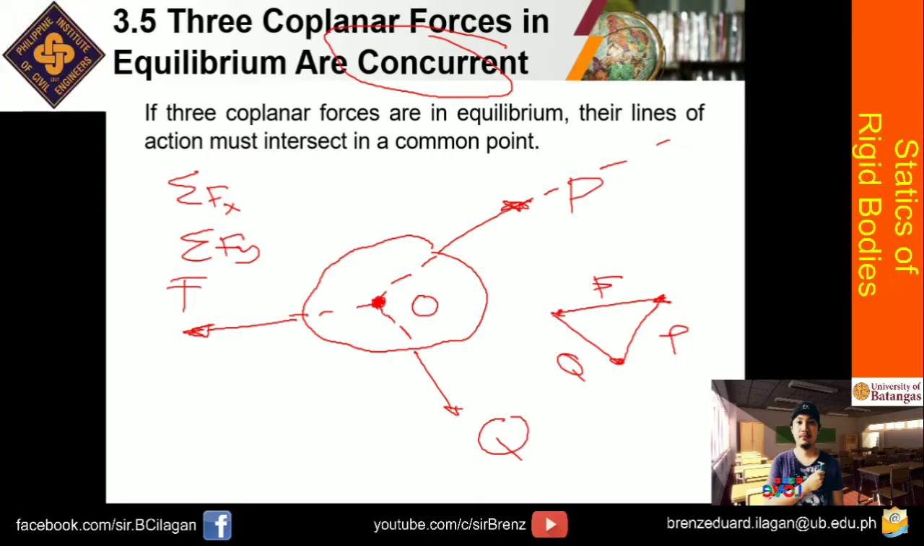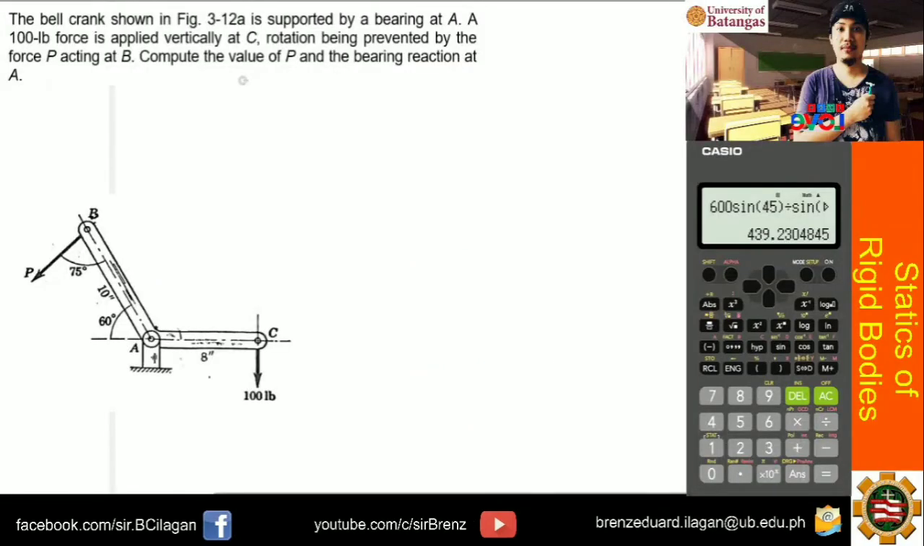So we will apply the summation of moments and at the same time, we will prove that your coplanar forces are always concurrent or will meet at a common point. Okay guys, so let's read the problem. The belt crank shown in the figure is supported by a bearing at point A. So you have a bearing here, and a 100-pound force is applied vertically at point C. So the rotation is being prevented by the force P. Therefore, it will be in equilibrium. And then, we need to compute the value of P and the bearing reaction at point A.